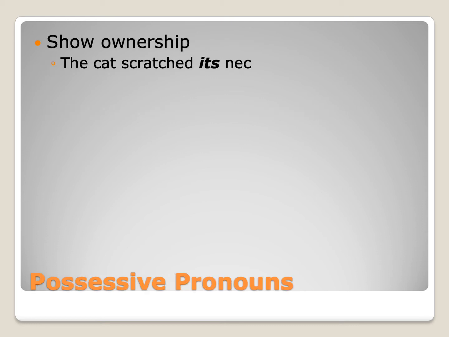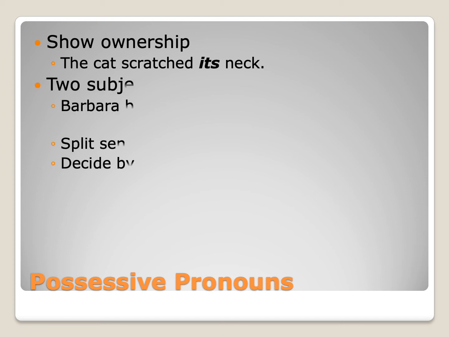All right, possessive pronouns just show ownership. The cat scratched its neck. Be careful here. When I type fast, I put the wrong its. I put it apostrophe s. That is, it is. The apostrophe there is saying we took out a letter. The letter is I. Here, to show possession, it's its, no apostrophe.